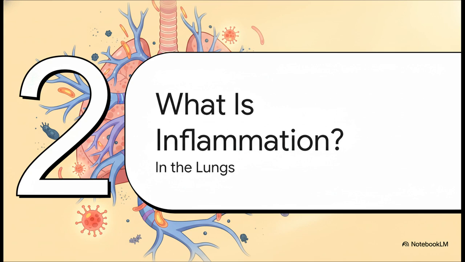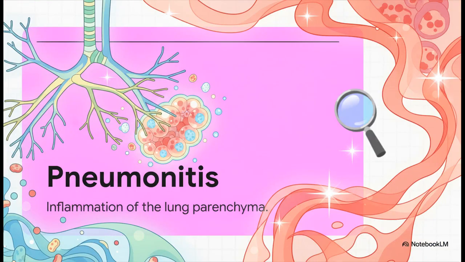Okay, so that key word we just used is inflammation. It's central to all of this. But what does that really mean when it's happening inside your lungs? Let's dig into that a little bit. All right, so if you look it up, the textbook definition is inflammation of the lung parenchyma. And parenchyma is one of those fancy medical words, but don't let it throw you. All it means is the actual functional tissue of an organ. You know, the part that does the real work. So for the lungs, we're talking about the tissues that handle the gas exchange, the stuff that lets you breathe.